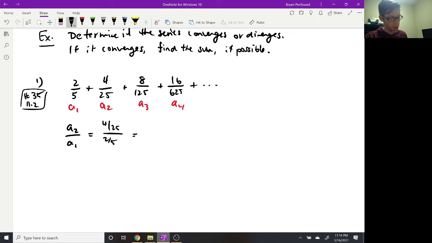I'm just being purposefully lazy tonight. Okay, so if I do that, I get 2/5. And what we want to do is check maybe one or two more of these divisions, where we put the higher term, the term that's further to the right, over the term that's further to the left.